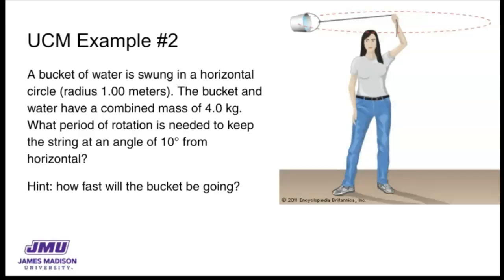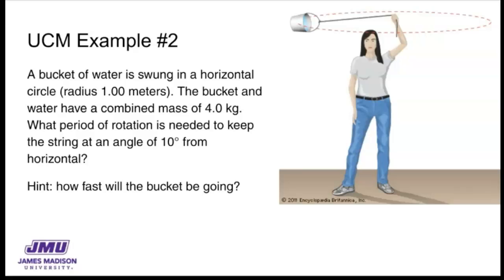Okay, our second example of uniform circular motion. A bucket of water is swung in a horizontal circle. The bucket and the water have a combined mass of 4 kilograms. We're going to assume that the string is massless in all of our questions, unless we're specifically told otherwise. What period of rotation is needed to keep the string at an angle of 10 degrees from horizontal?